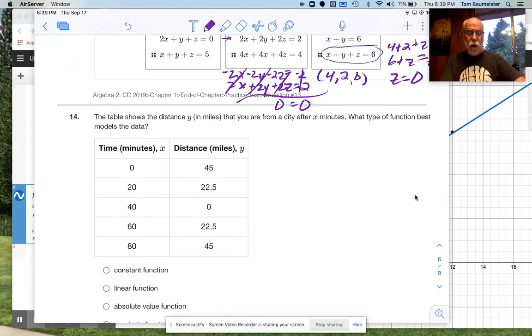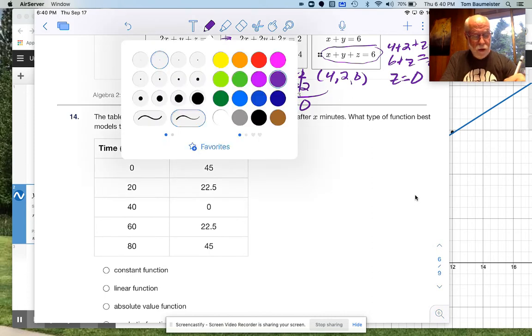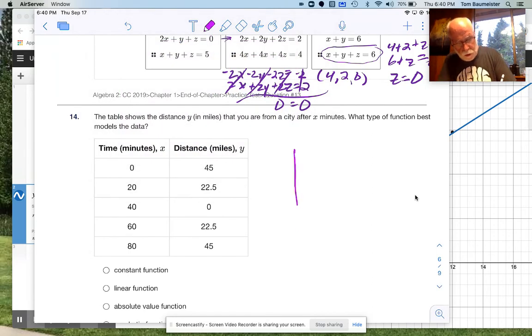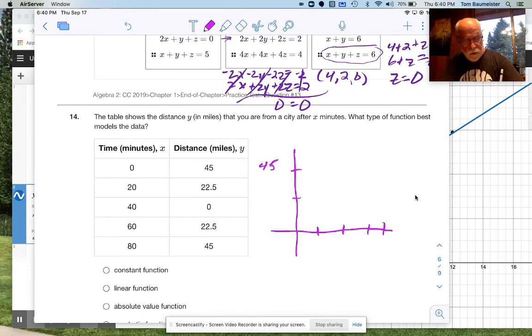Let's see, the table shows the distance y in miles that you are from a city after x minutes. What type of function do you have here? So remember on this one here, I kind of just told you I'm going to draw a quick little graph here for you. You could always plot it on your Desmos calculator. So I'm going 20, 40, 60, 80. And we had 45 here. The next y value I see is 22.5. And then I see 0.